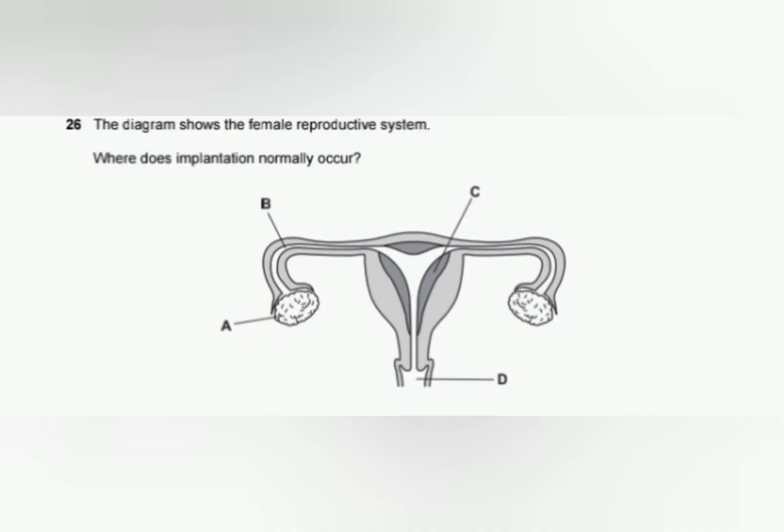Okay, so the next one is saying the diagram shows the female reproductive system. Where does implantation normally occur? So it occurs in the walls of the uterus, which is C.